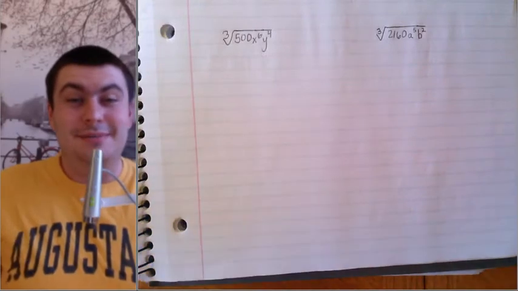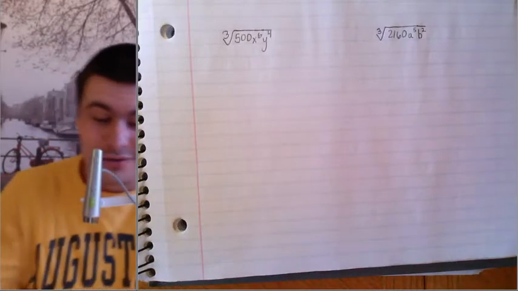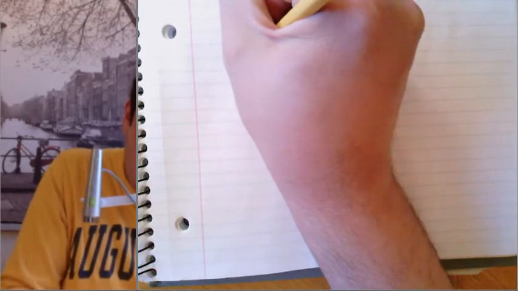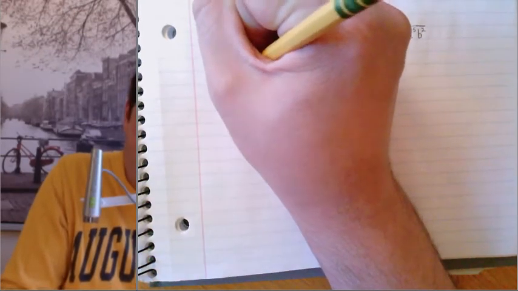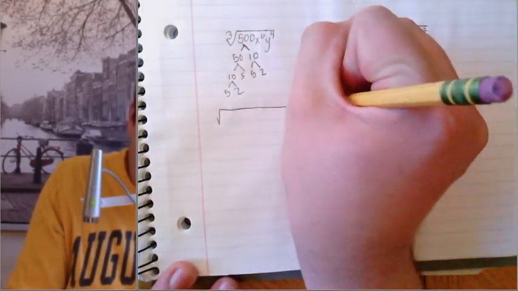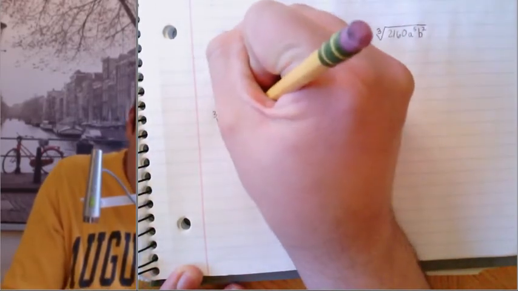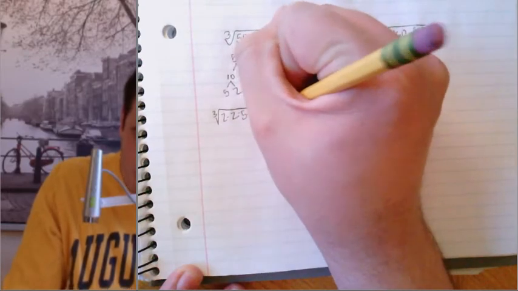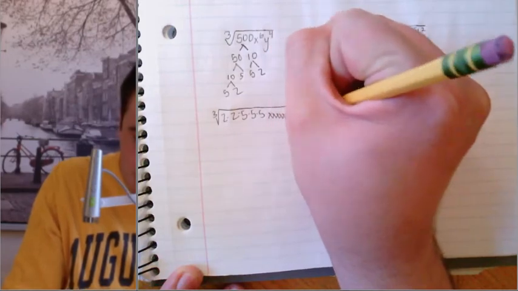Now we're able to treat variables the exact same way. So the cube root of 500 x to the 6th y to the 4th. Well, let's see. 500 we can say is 50 times 10. 10 is 5 and 2. 50 is 5 and 10. And 10 is 5 and 2. So we have the cube root of 2, 2's, 5, 5's, we have 6 x's, and 4 y's.